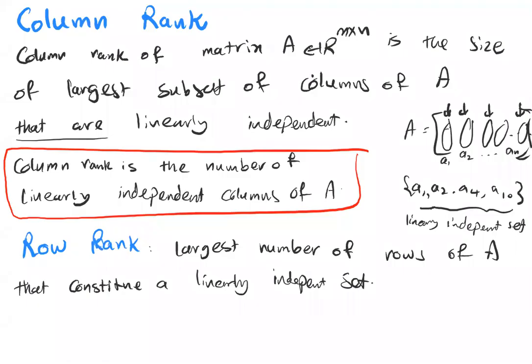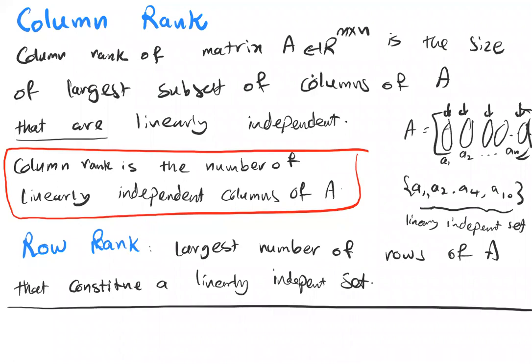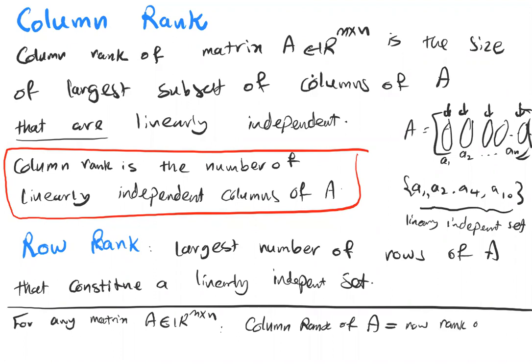There is an interesting fact about row rank and column rank. And what's that fact? For any matrix A, which is n by n, the column rank of A is equal to the row rank of A. So this is an interesting fact to know. If you find out the column rank of A, that's exactly equal to the row rank of A.